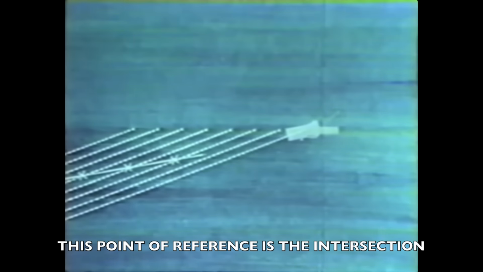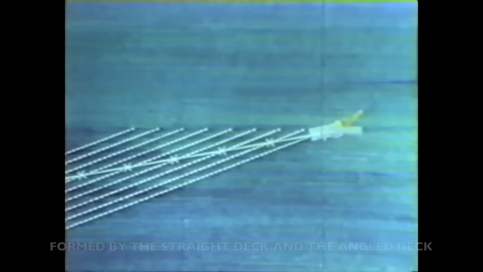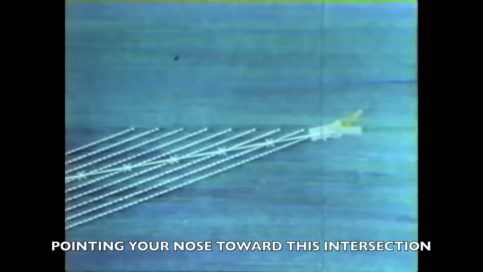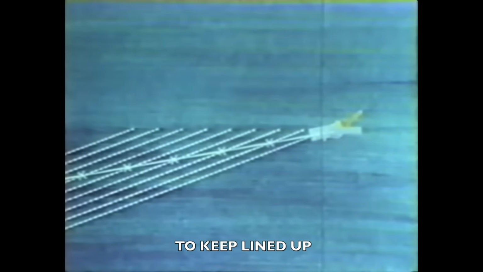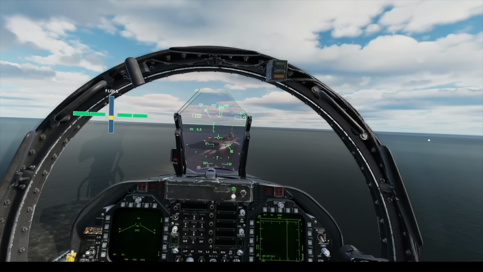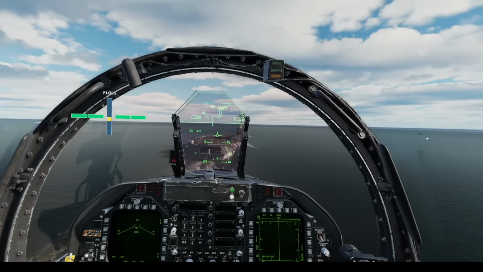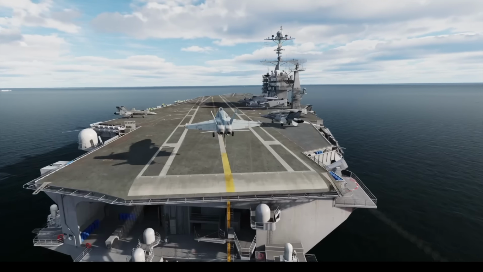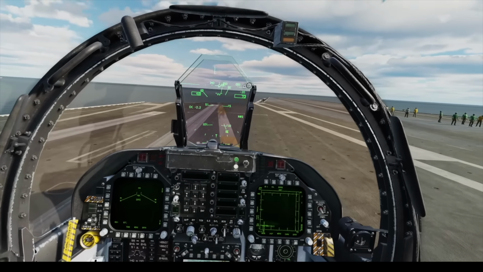This point of reference is the intersection formed by the straight deck and the angled deck. For normal winds down the angled deck, pointing your nose toward this intersection will provide you with sufficient crab to keep lined up. So although that film was produced in the early 1960s, the techniques described there also applied to the carrier pilots I flew with in the 80s and the 90s. And they're also the ones I used to stay off the ramp when flying the Tomcat or Hornet in DCS.